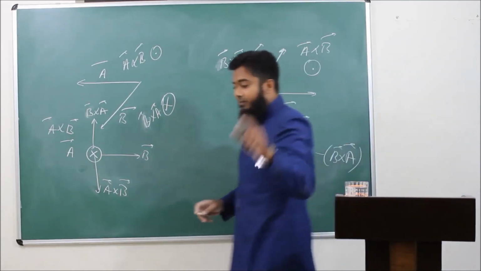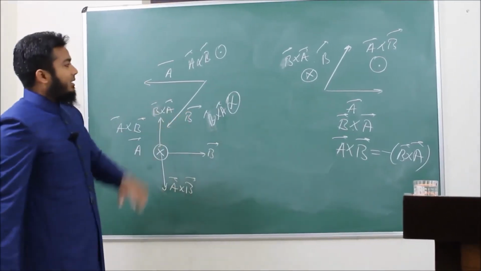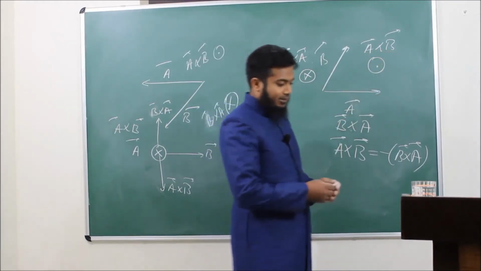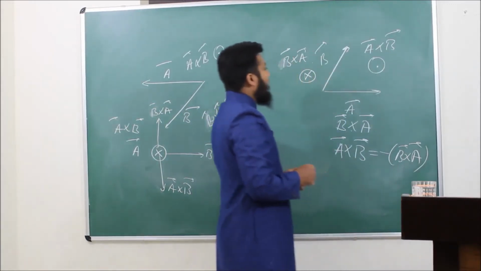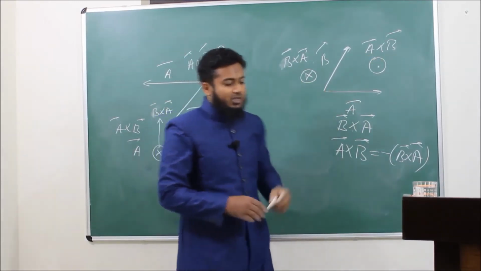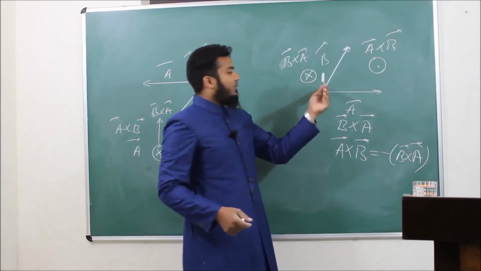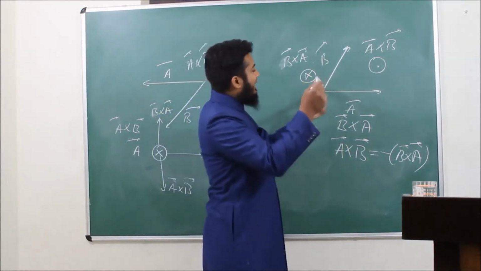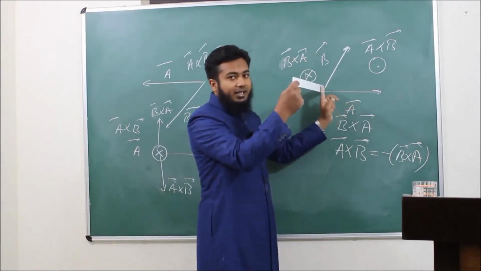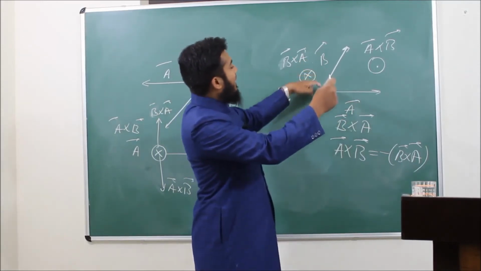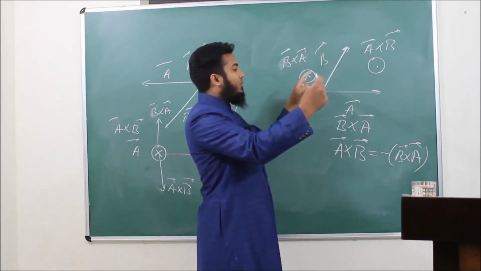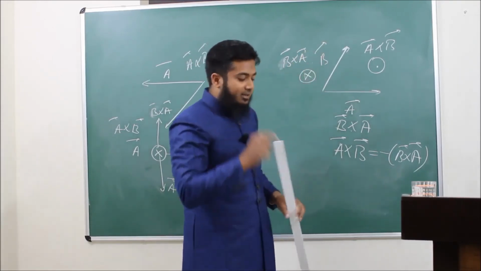And one more point that is very important. In all the cases, you see that A cross B or B cross A, say here A cross B is out of the board. Now how much is the angle between this A cross B and the vector A? That is 90 degree. And also between A cross B and the other vector B, that is also 90 degree. B is in the plane and this is out of the plane. So between A cross B and B, the angle is 90 degree.